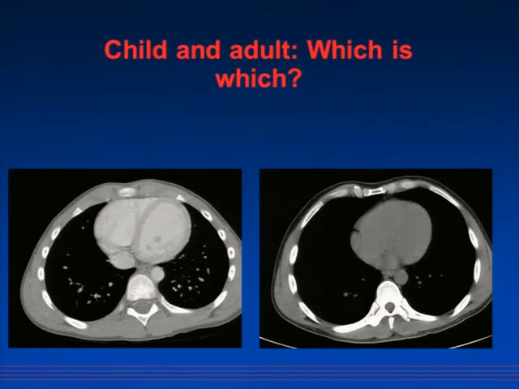How many think the child is on the left? How many think the child is on the right? The child is on the left. The child on the left is 8 years old, and the adult on the right is 36 years old.